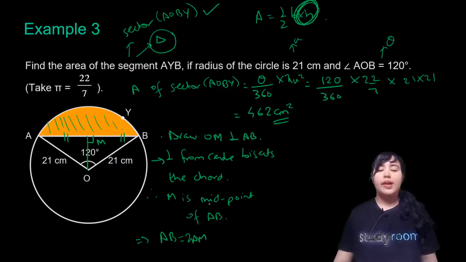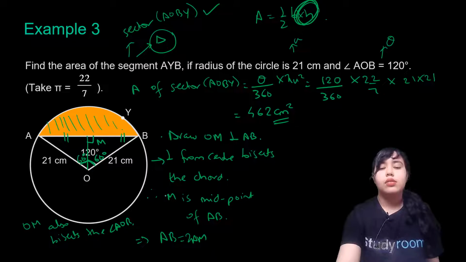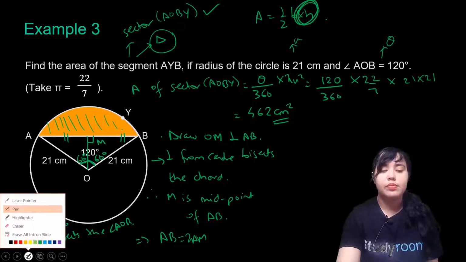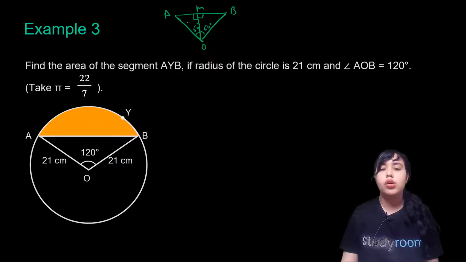Okay. So now this perpendicular OM is not only bisecting my side AB, OM also bisects the angle AOB. So this angle is also getting bisected. This angle is no longer 120 degrees; this will be 60 degrees and this will become 60 degrees. So now if I draw this triangle over here, this is 60 degrees, this is 60 degrees, I dropped a perpendicular so this is 90 each, this is M, this is A, B, this is O, and these are my radii, 21 centimeters.